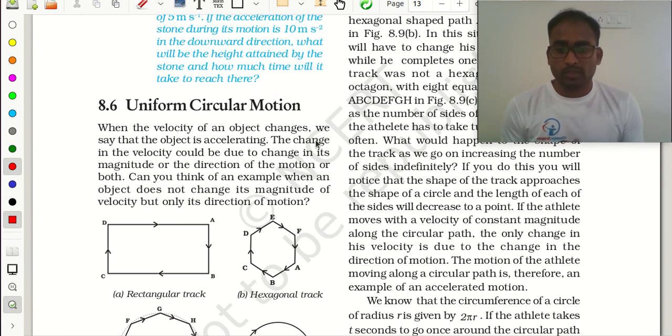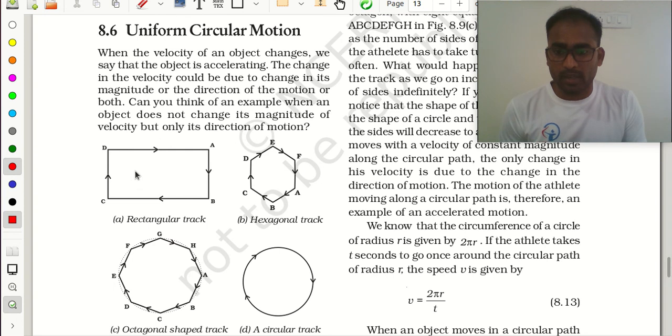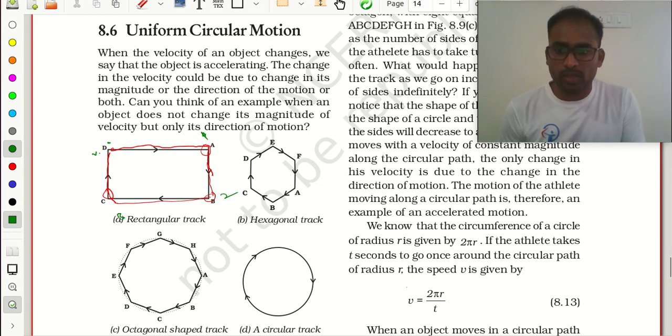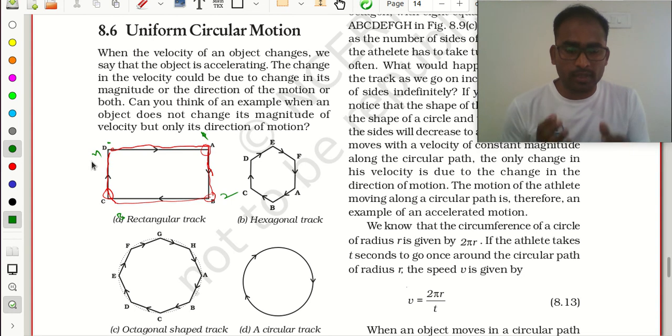Then suppose you observe a rectangular track. One athlete is running from here. He runs here. Again he needs to change his direction, so he slows down here. Again he will speed up, slow down. Again he speeds up, slows down. So how many times does he have to slow down in one round of a rectangular track? He will start from here: one time, two times, three times, and four times. We have four corners. That is why he needs to slow down four times.